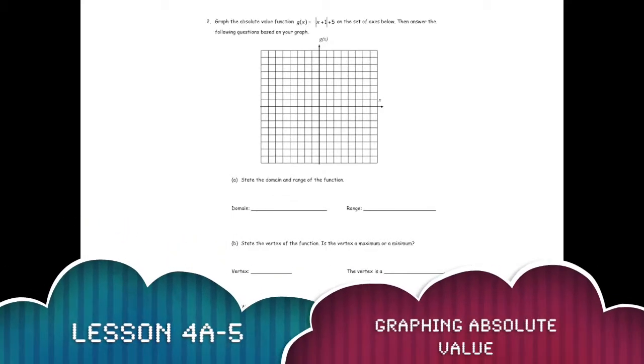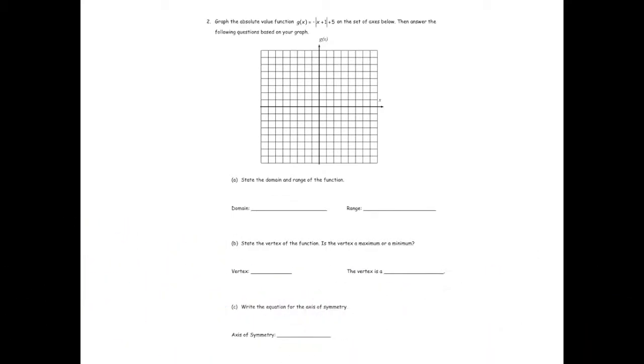Today we're going to go over the homework on number 2 from 4A-5. Graph the absolute value function g of x equals negative absolute value x plus 1 plus 5 on the set of axes below. So let's get that in our y equals.